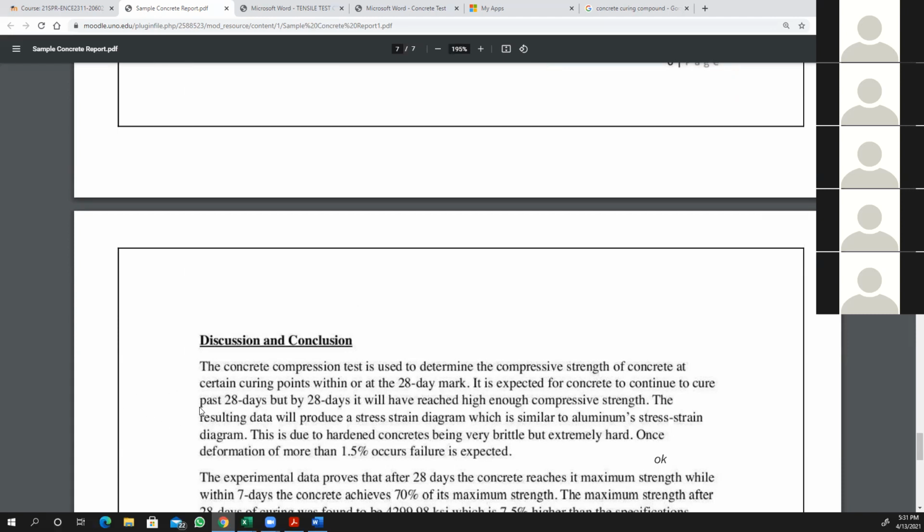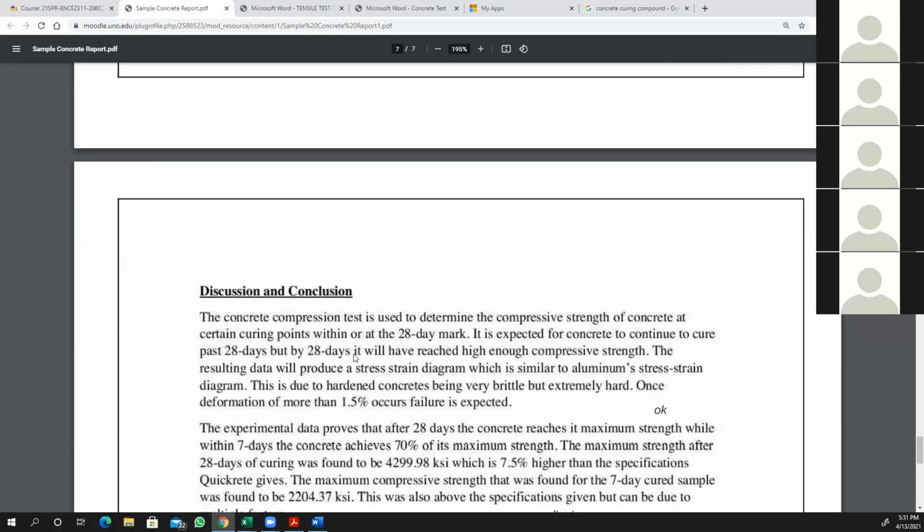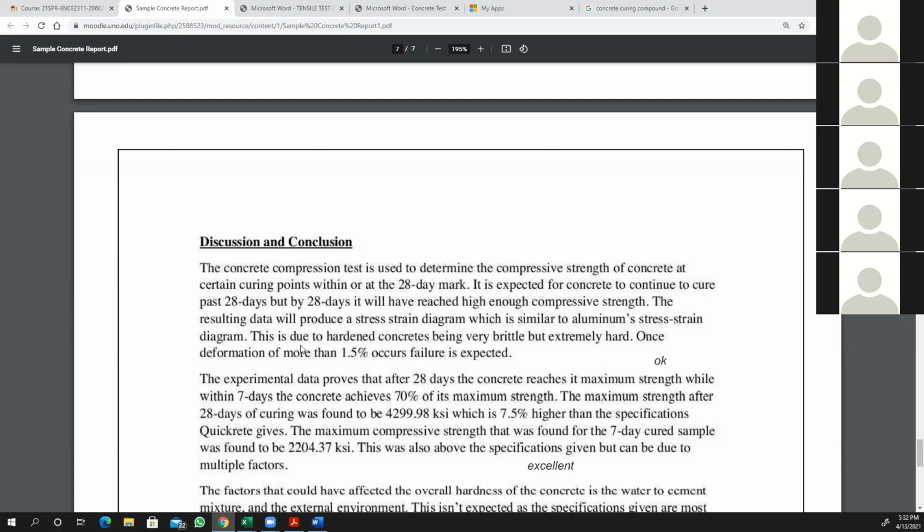He's mentioning that past 28 days, concrete still cures. And I mentioned in previous lectures that Hoover Dam is still curing, even though it's been years. But it states that 28 days is the number that we can reach, and that will be the baseline for your design. The resultant data will produce the stress strain diagram, which is similar to aluminum's stress strain diagram. Exactly, this is what I say. So he basically summarized what I explained in the lecture.